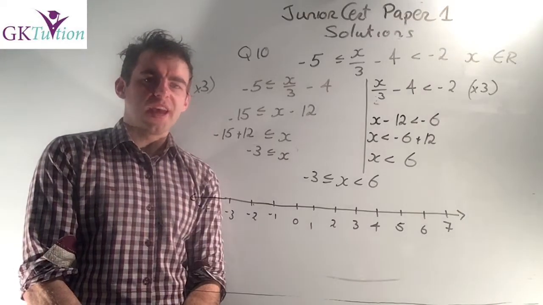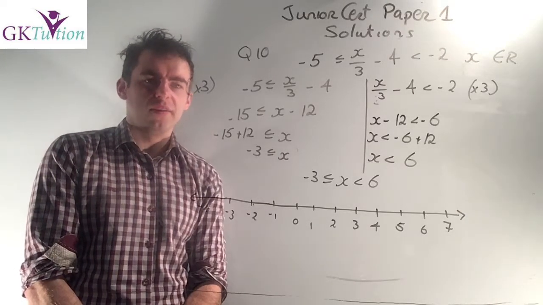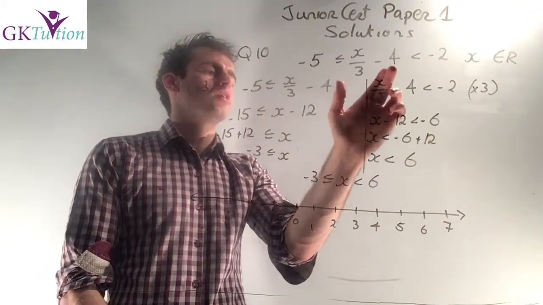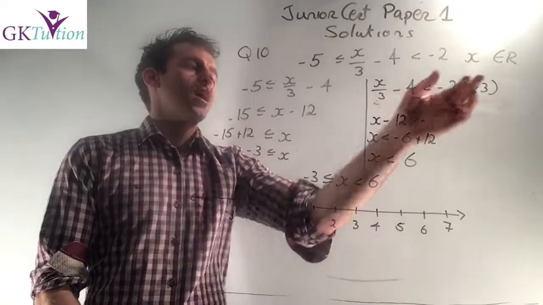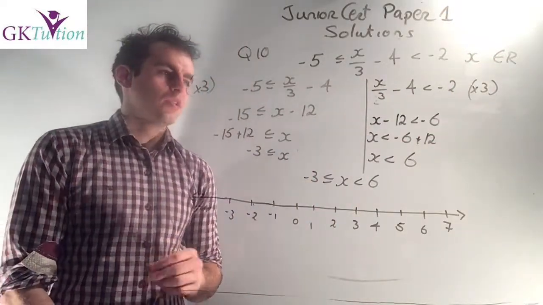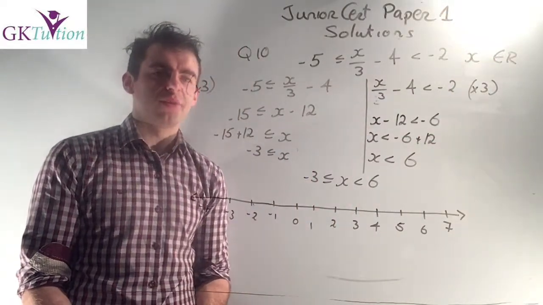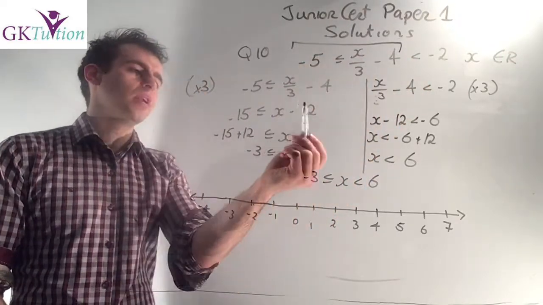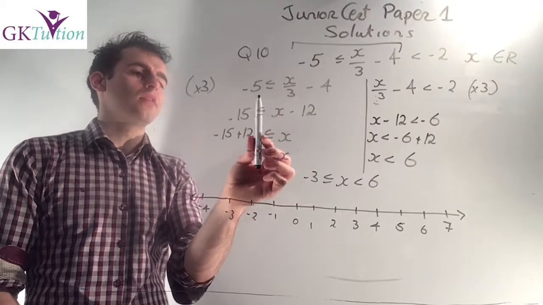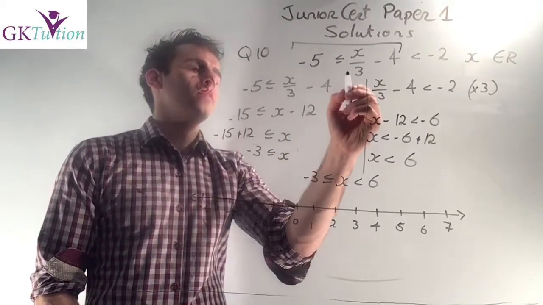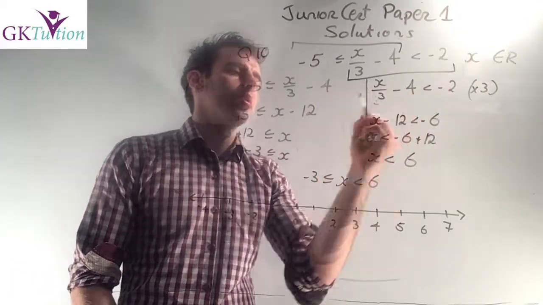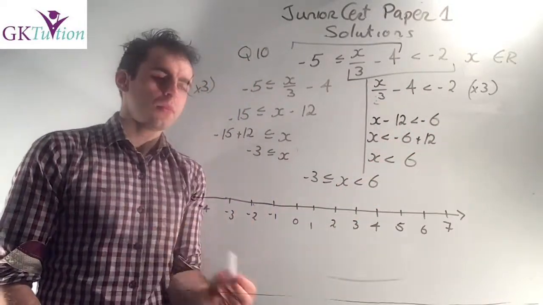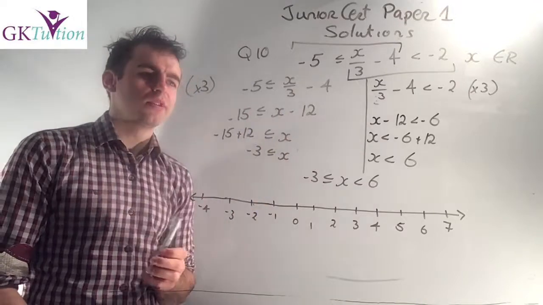Okay, so for question 10, I'm given an inequality and I'm asked to solve it. I'm told that minus 5 is less than or equal to x over 3 minus 4, which is less than minus 2, and x is an element of R. So what you should do in a question like this is split your page in two. So what I've done on the left-hand side is I've taken the middle bit and the bit on the left. So the middle bit greater than or equal to minus 5. And then on the other side, I've taken the middle bit and the bit on the right, which is the middle bit is less than minus 2. So you just work each one out individually.